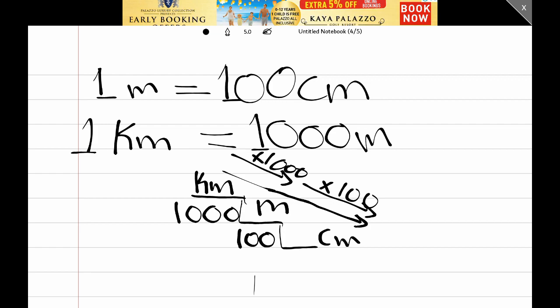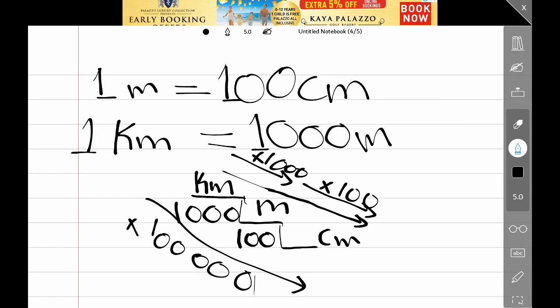From kilometer to centimeter, we are just adding the zeros. 3 zeros and 2 zeros is 5 zeros. So we are multiplying by 100,000.